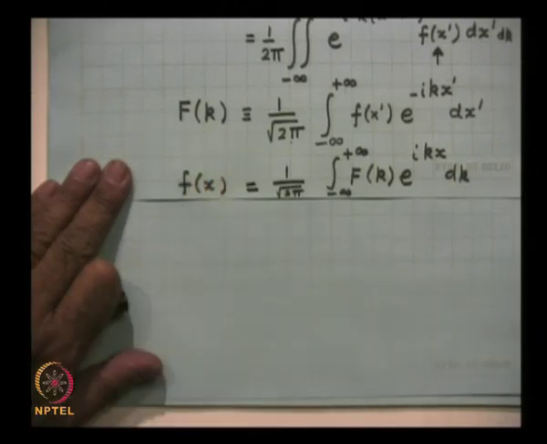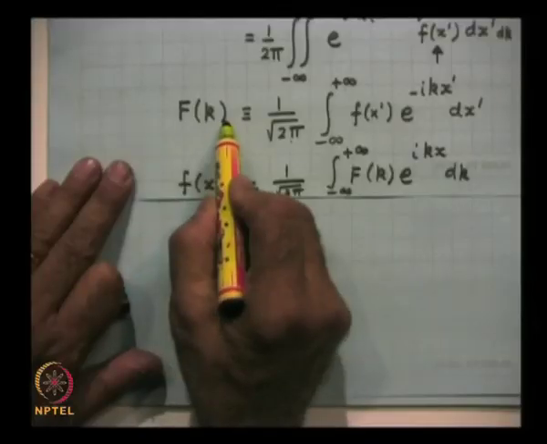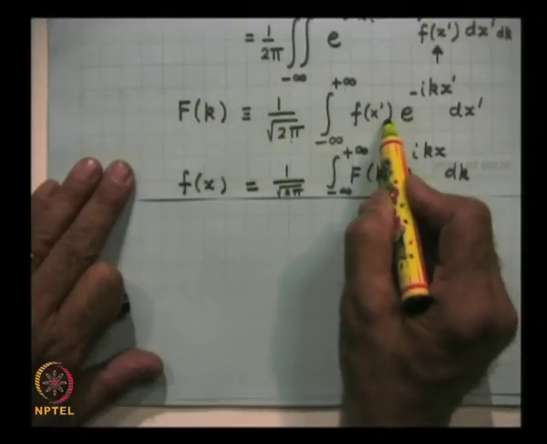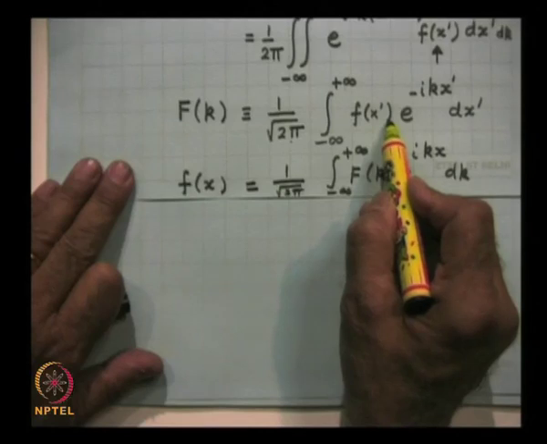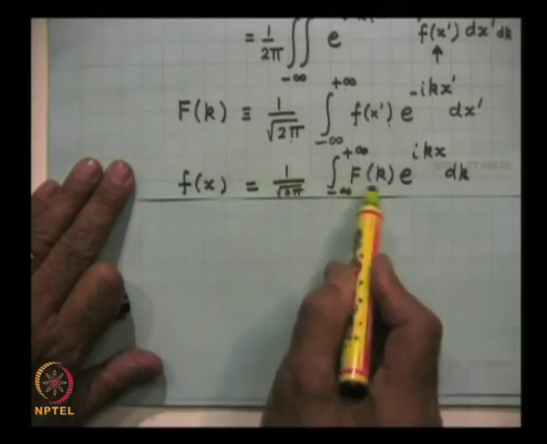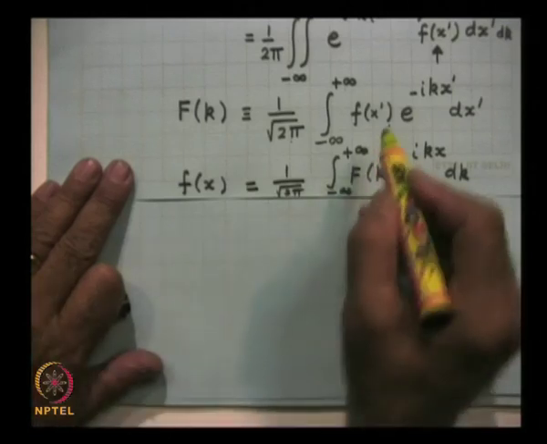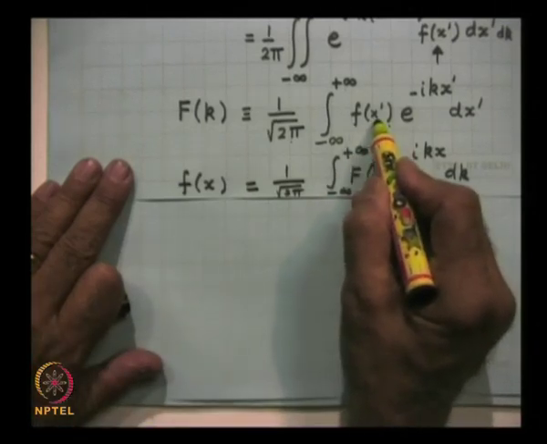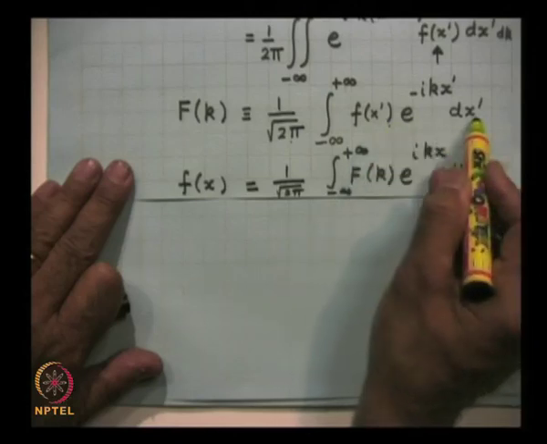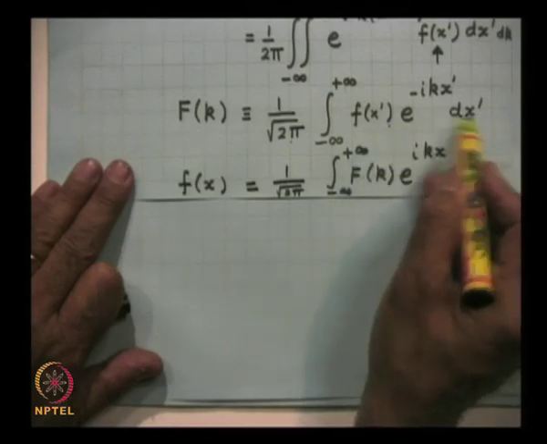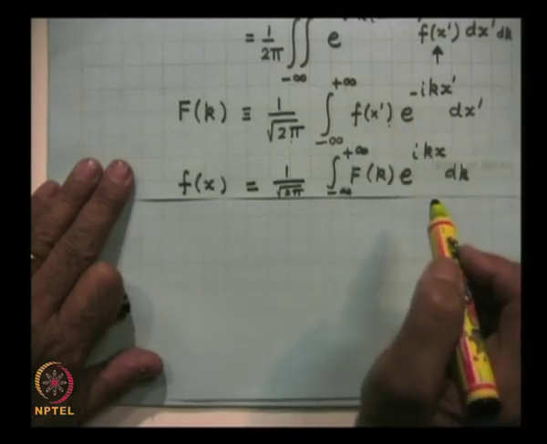These two equations describe what is known as the Fourier integral theorem. The function f of k is the Fourier transform of f of x, and this is the inverse Fourier transform. So, in this equation, since x prime is a definite integral, I can remove the prime on the x.